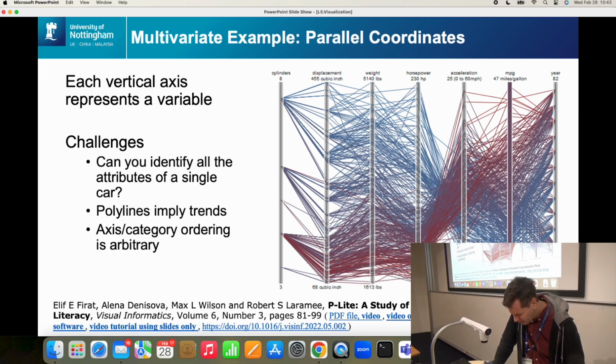And this is the so-called displacement in cubic inches, which relates to the volume of the engine. And then we have the weight of each car, the horsepower of each car, how quickly it accelerates from 0 to 60 miles per hour, how much fuel it uses, like the consumption, and then the year in which it's manufactured.